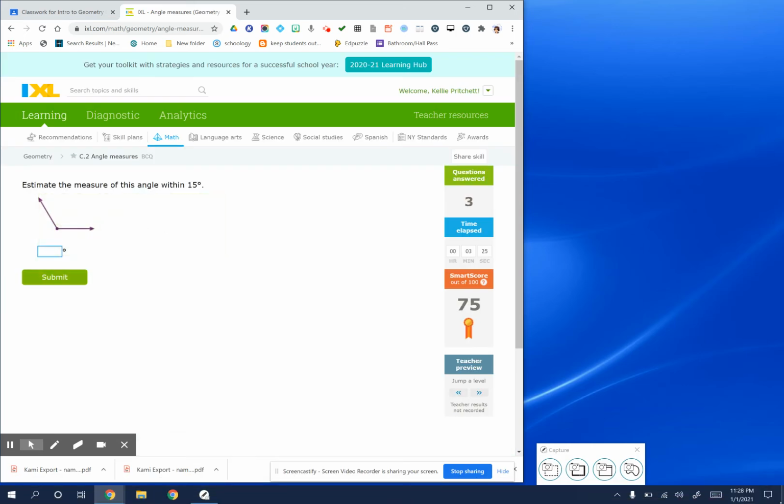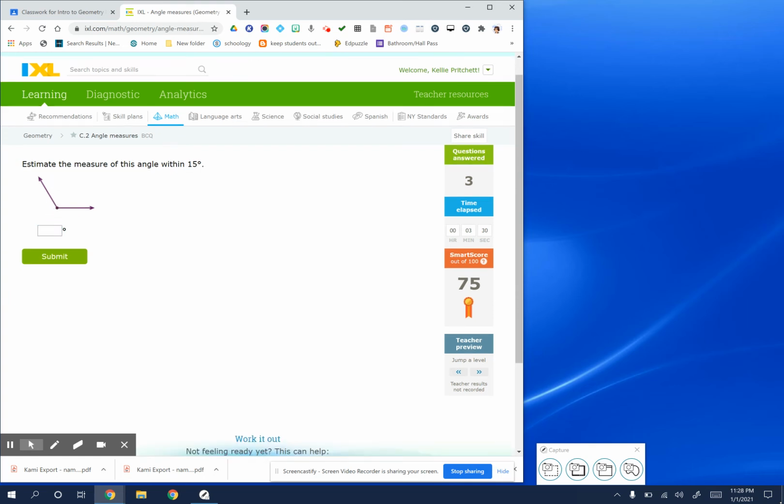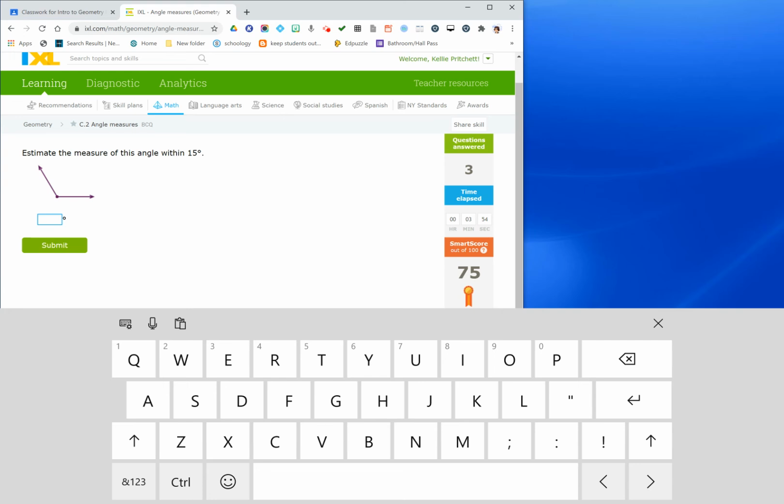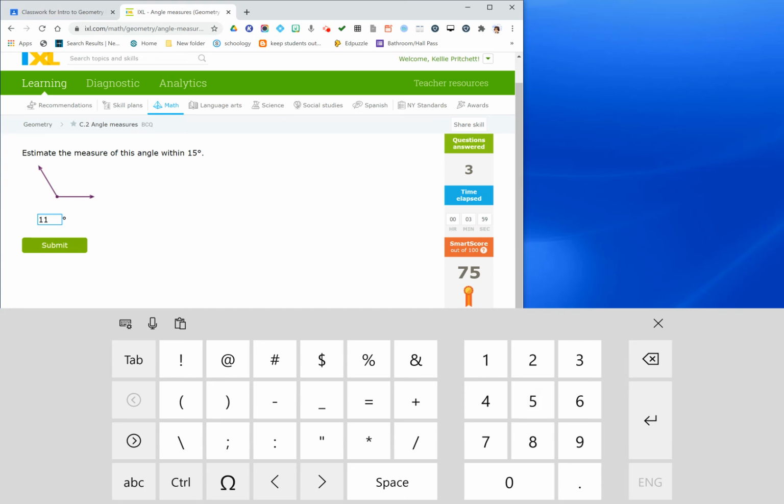All right, so this one right here, I know it's over my 90 degrees because that would be going straight up, but it's not like way over 90 degrees. So I would add on maybe another 15 degrees to that or 20 degrees to that. So maybe like 110, 115, 120, somewhere in there. I'm going to say like 115. And remember, it's a guess. You just want to be close enough to it. 115. Let's see if we got it.